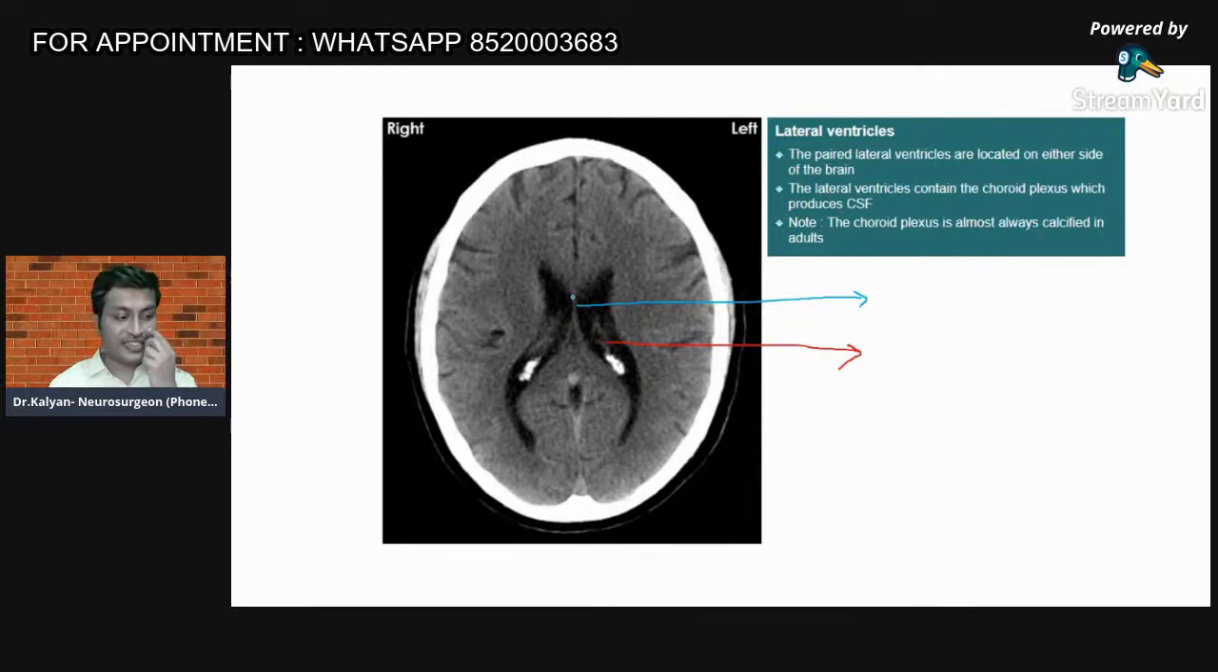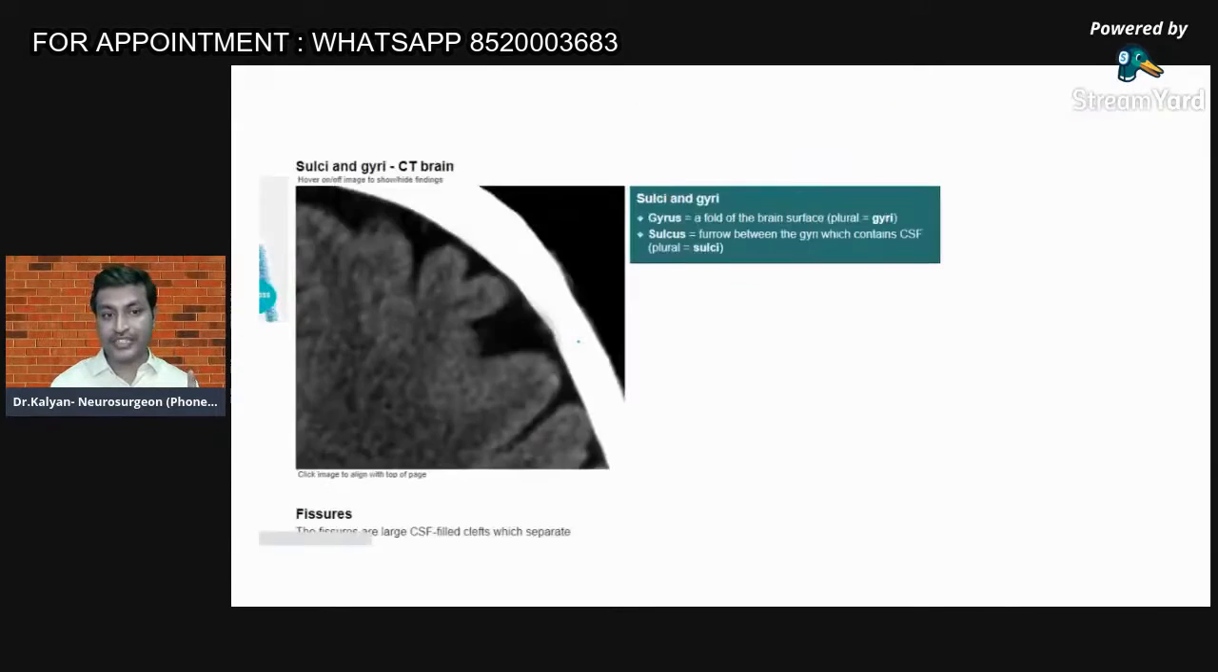The midline structure is called the septum pellucidum, and Dr. Sandesh is absolutely right. The midline structure is called the septum pellucidum. And these water-filled structures are called ventricles. They are the lateral ventricles. So what am I trying to tell you in each one?